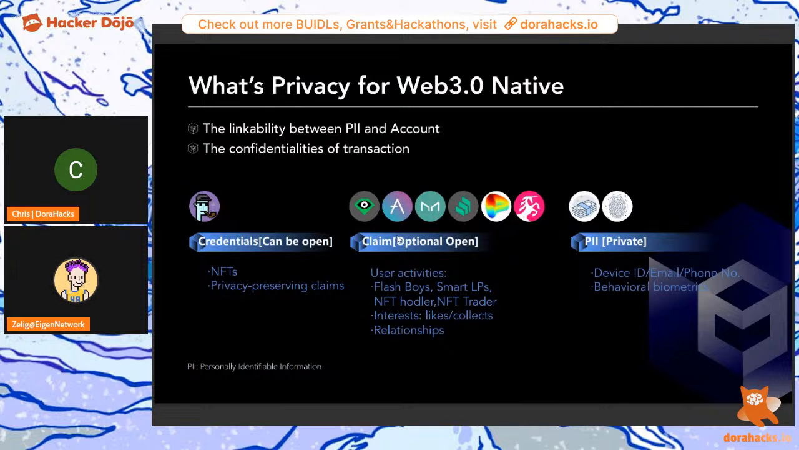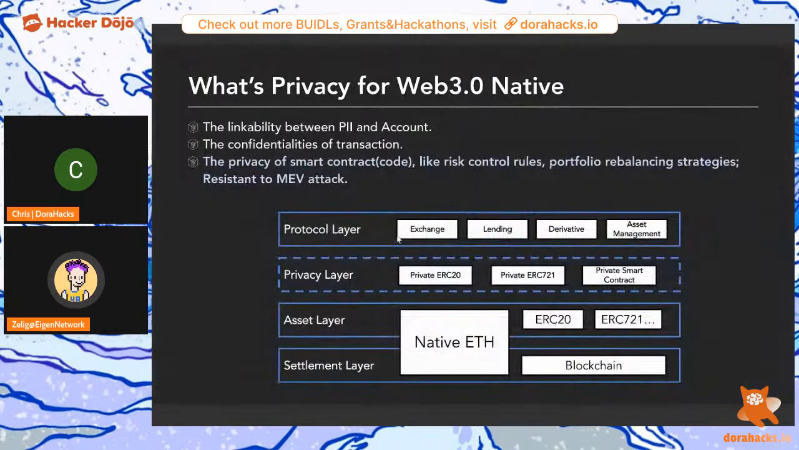Eric Hughes said in the Cypherpunk Manifesto, privacy is the power to selectively reveal oneself to the world. Users' on-chain behavior should be hidden or selectively disclosed. There is another aspect of privacy of smart contracts, like risk control rules and portfolio rebalancing strategies, resistant to MEV attack. We want to build a privacy layer that supports private ERC20, private ERC721, and private smart contracts based on the settlement layer and the asset layer.